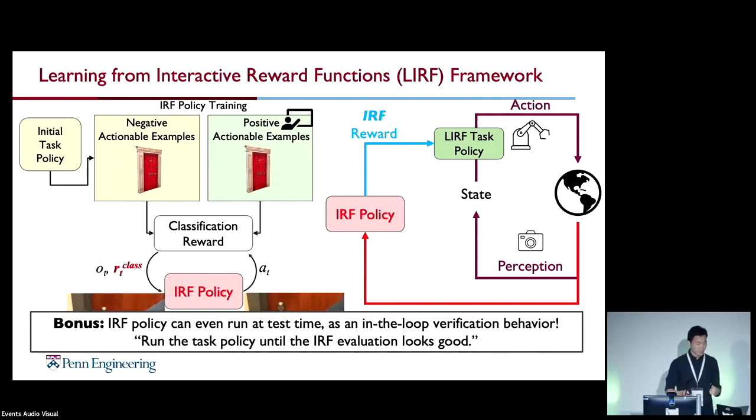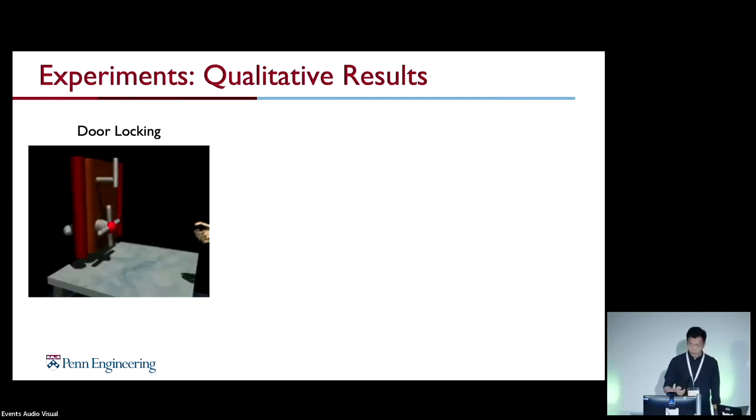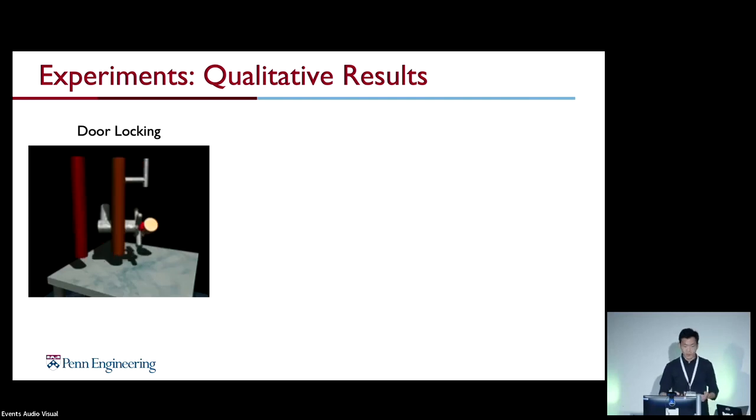To recap our key idea in all of this, we train intermediate IL policies called LIRF policies that provide rewards for training the final LIRF task policies. Here are some examples of LIRF on 3 different tasks.